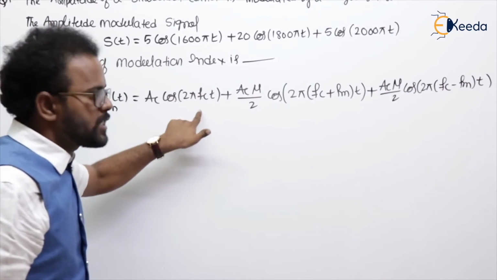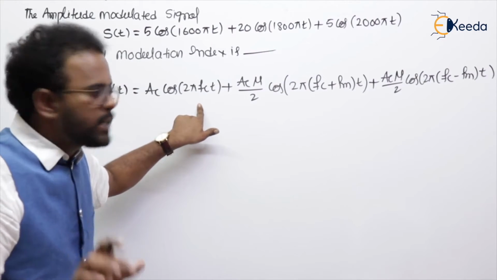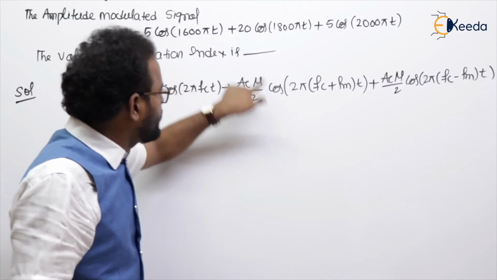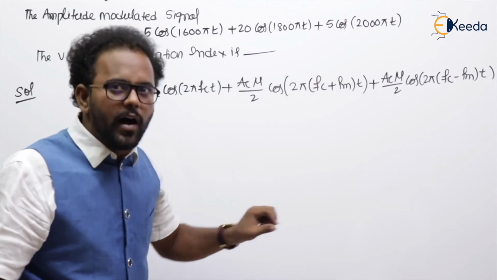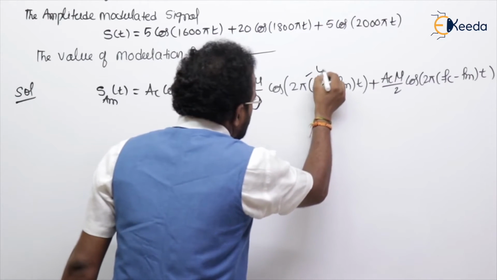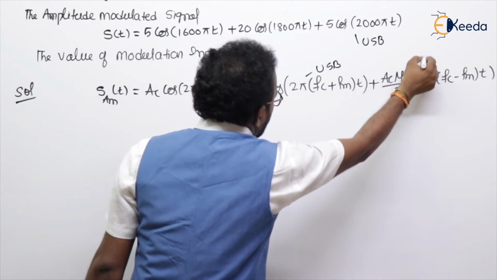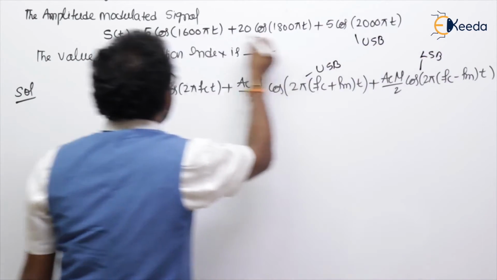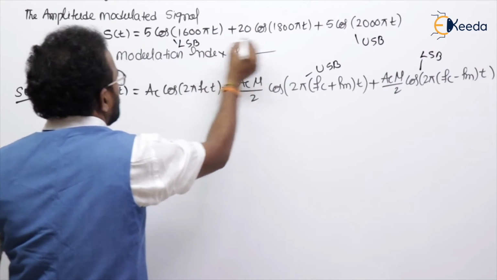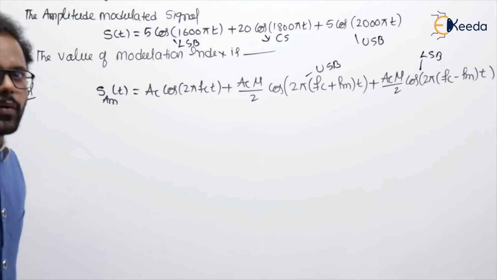Compare with the standard expression. Most of the students will make the mistake of comparing first term with first term, second with second, third with third. Wrong. Always, in the given expression, the highest value corresponds to USB, the lowest value corresponds to LSB, and the middle value is nothing but the carrier. Like that you have to compare.